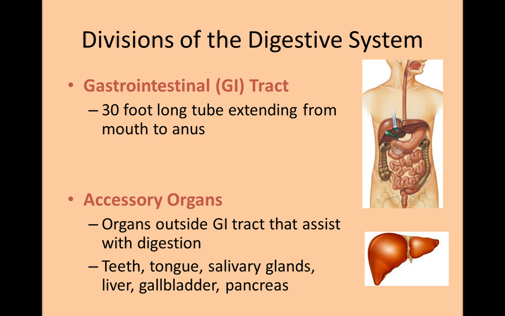All right, we can classify our digestive organs into one of two categories. They are either part of the GI tract, also called the alimentary canal, which is that long hollow tube extending from mouth to anus, or the organs are classified as accessory or add-on organs, meaning they are outside the GI tract. That would include things like your teeth and your tongue, various salivary glands, and then some organs that are outside the GI tract like your liver and gallbladder and your pancreas.